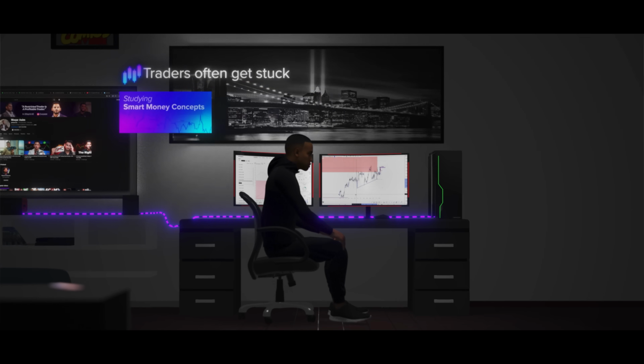So traders often get stuck in theory land. They always spend time studying smart money concepts, market structure theory, Elliott wave theory, the next new indicator theory. But what traders really need is not just more theory, not just more information. What counts in the market is application.